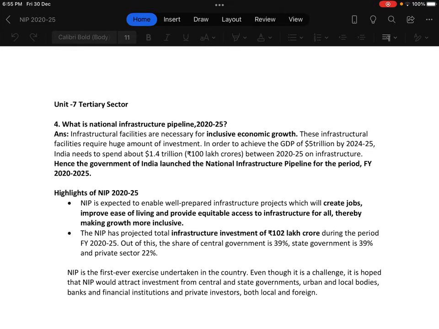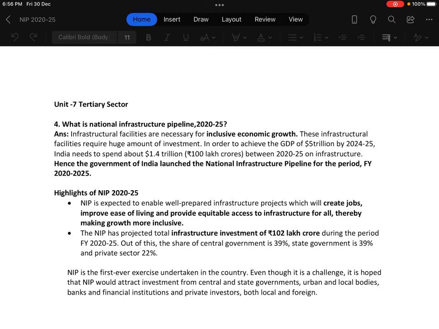What is that infrastructure pipeline? As I mentioned, infrastructural facilities are necessary for inclusive economic growth. We have seen right from the first chapter that one of the main objectives of Indian economic planning is inclusive economic growth. So what is the meaning of inclusive economic growth? Whatever the economic growth happening in the country, whatever the rise in national income, even the poorer sections of the population should also be benefited. The share of national income should reach the poorer sections of the population. If that is happening, then that is known as inclusive economic growth.